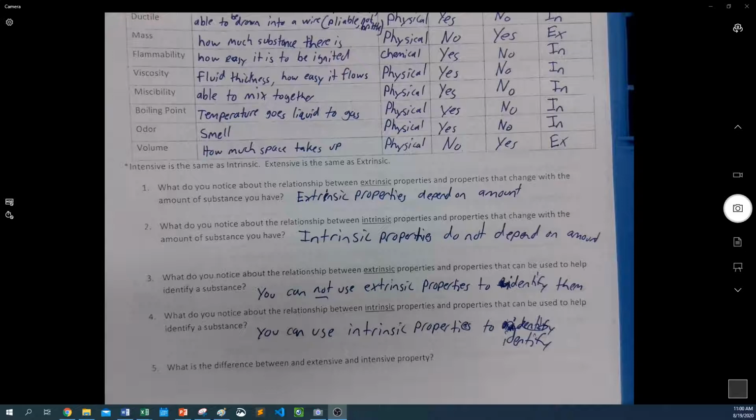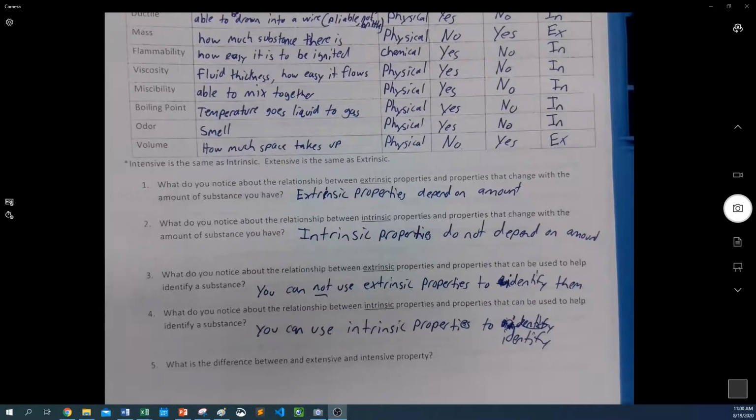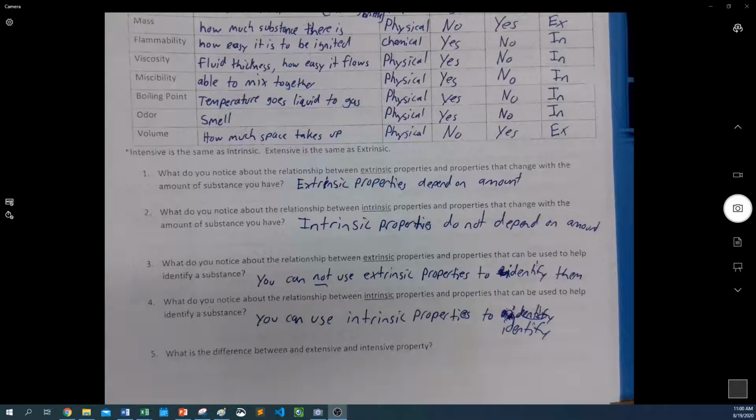So the difference between extensive and intensive property is extensive depends on the amount and does not directly tell you anything about the chemical. They are not inherently associated with the chemical, only its shape. Intensive properties can be used to identify them. They do not depend on their shape, and they are inherently properties of that chemical.